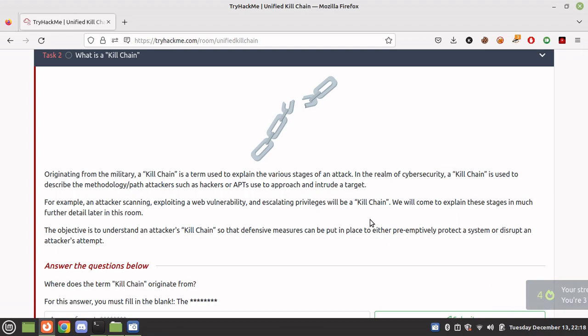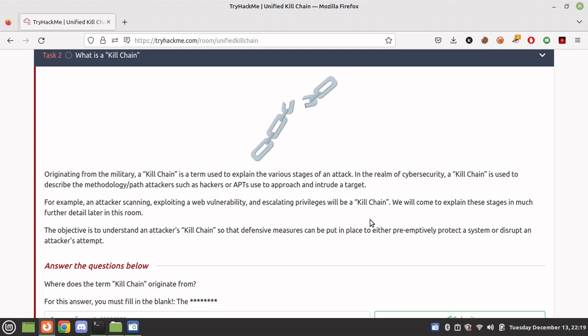Originating from the military, a kill chain, if you have studied the Cyber Kill Chain, you will know what this term means, but if you haven't, go ahead and watch the Cyber Kill Chain video first, is a term used to explain the various stages of attacks in the realm of cybersecurity. A kill chain is used to describe the methodologies and paths attackers such as hackers or APTs, advanced persistent threats, use to approach and intrude a target. So basically, what phases an attacker goes through before attacking and everything. So for example, an attacker scanning, exploiting a vulnerability, and escalating privileges will be a kill chain.